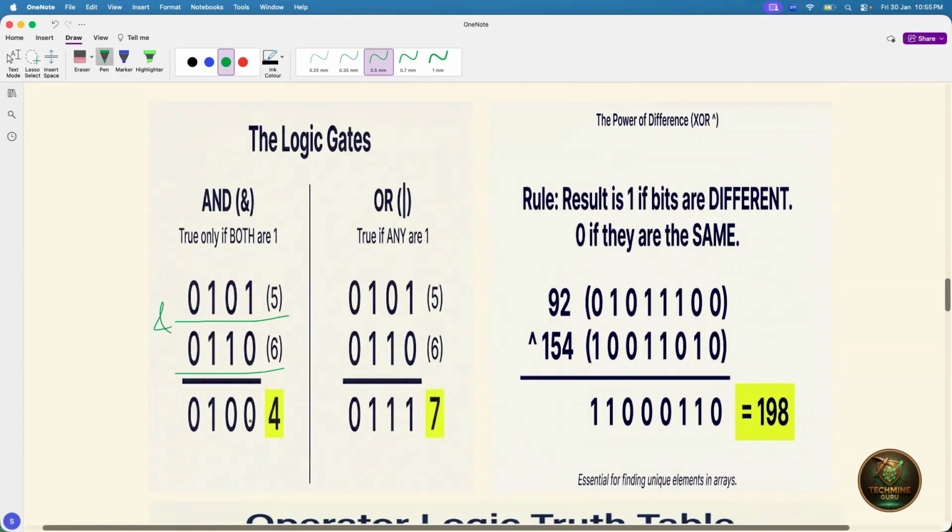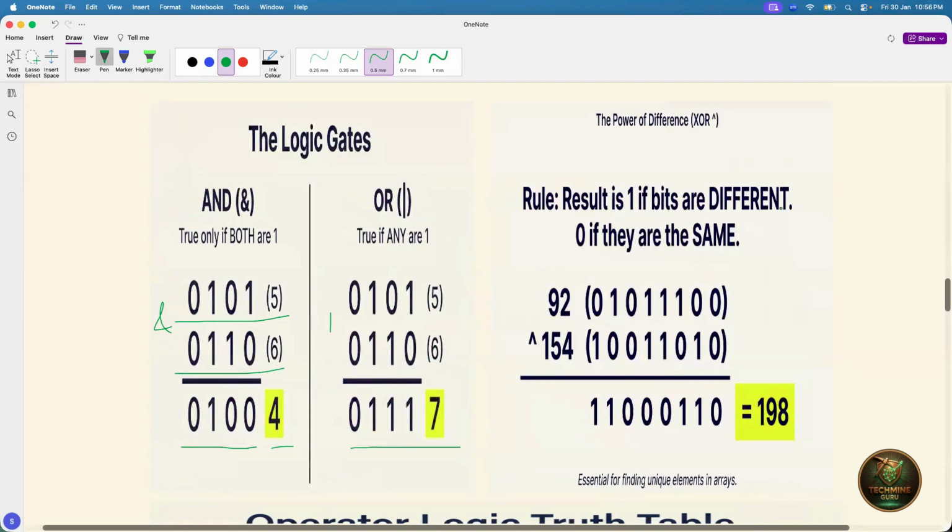Since we know that 1 and 0 will give 0, 0 and 1 will give 0, 1 and 1 will give 1, and 0 and 0 will give 0. So 0, 1, 0, 0, which is the binary representation of decimal number 4. Similarly, if we are doing OR between 5 and 6, 1 or 0 will give 1, 0 or 1 will give 1, 1 or 1 will give 1, and 0 or 0 will give 0. So this is the binary representation of the decimal number 7.